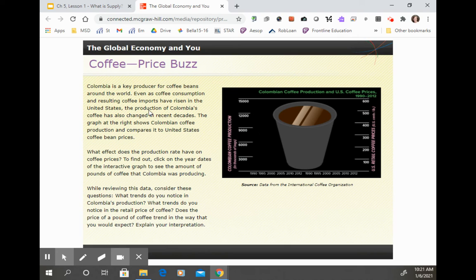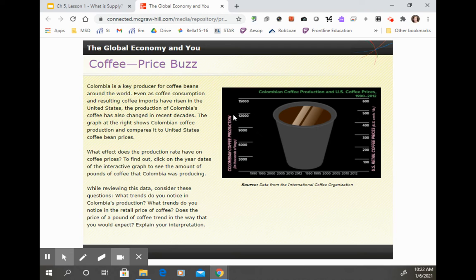So the global economy. Colombia is a key producer of coffee beans around the world. Do you guys know that? A lot of our coffee in America comes from Colombia, especially cheap coffee. Even as coffee consumption and resulting coffee imports have risen in the US, the production of Colombia's coffee has also changed in recent decades. The graph at the right, which is really hard to see, shows Colombian coffee production and compares it to United States coffee beans and prices.